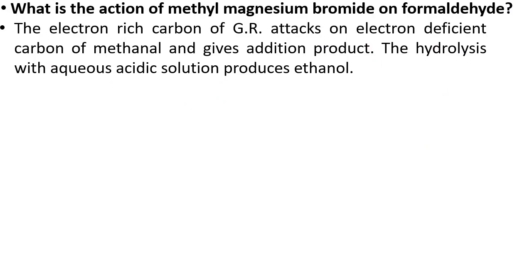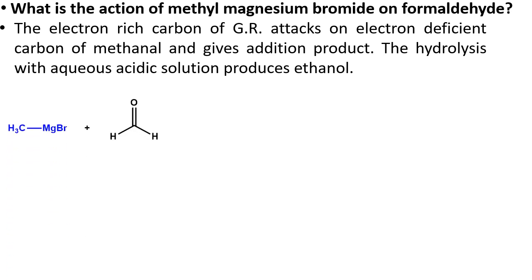Okay, so the question which I have just solved for you in the previous slide, I will take it again in a different way. Let us say we are asked what is the action of methyl magnesium bromide on formaldehyde. So for such kinds of questions, we write the structure of the reactants which are given to us and the product which is asked, right? In this case, both the reactants are given, methyl magnesium bromide and formaldehyde. So we'll write the structures.